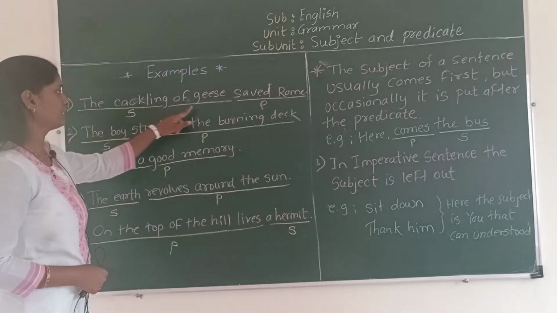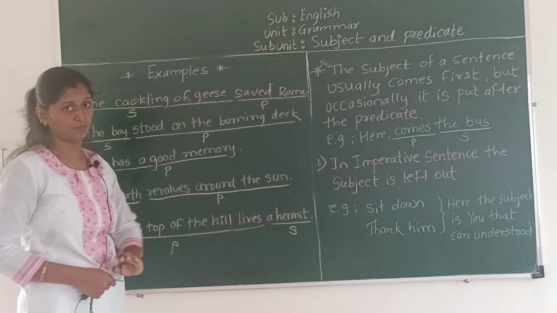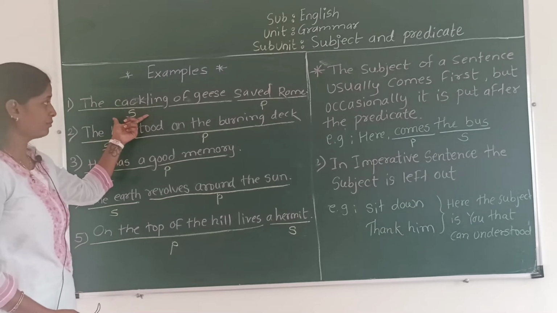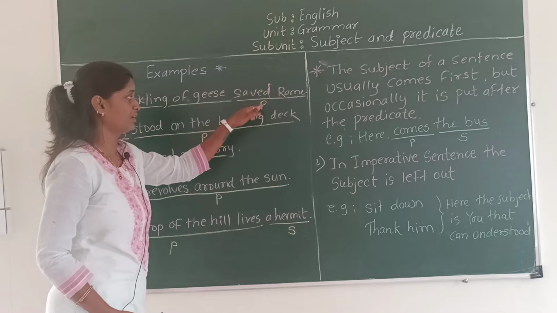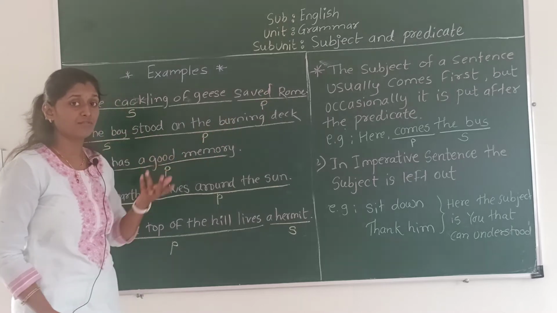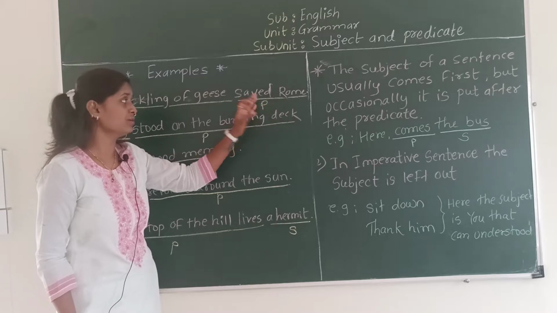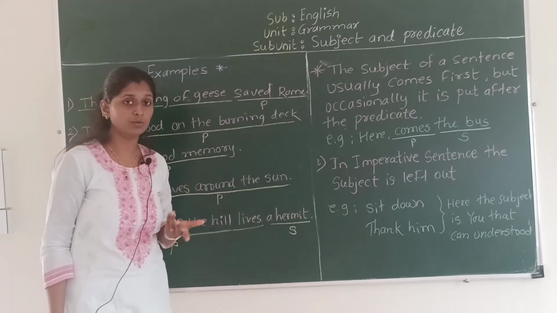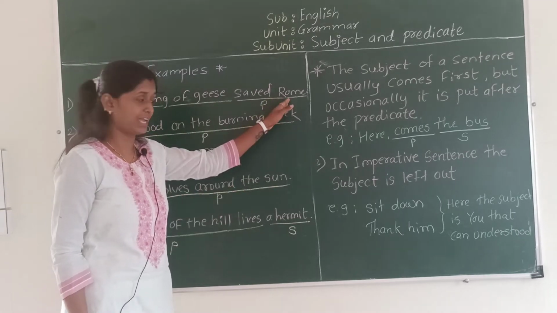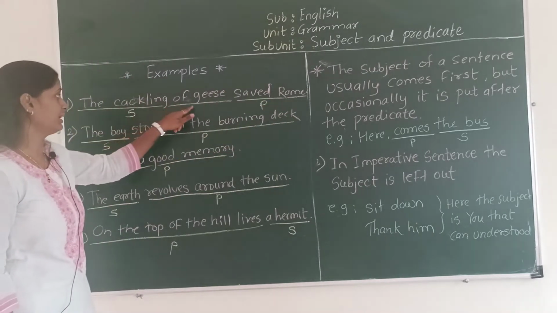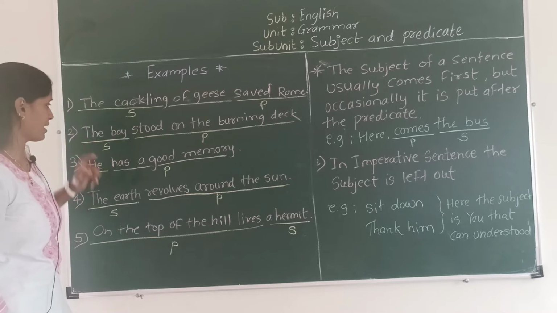The cackling of geese saved Rome. The cackling of geese, that is the subject part, and saved Rome, that is the predicate part. Why? Because we are talking about Rome. म्हणजे आपण कोणाबद्दल बोलत आहे? रोम बद्दल बोलत आहे, म्हणून predicate. आणि the cackling of geese, that is the subject part.